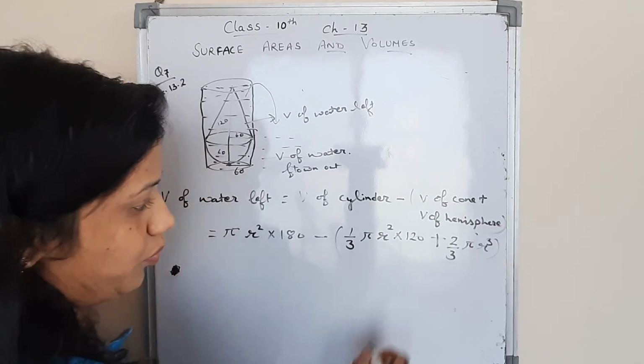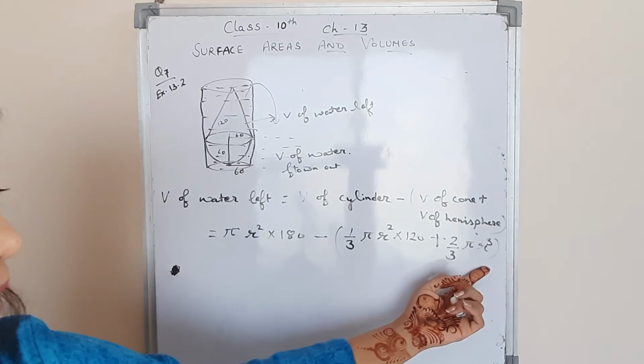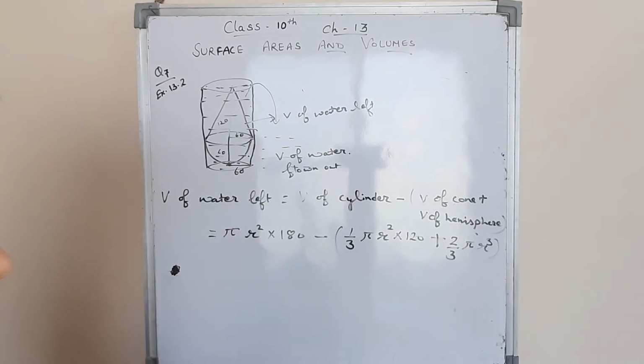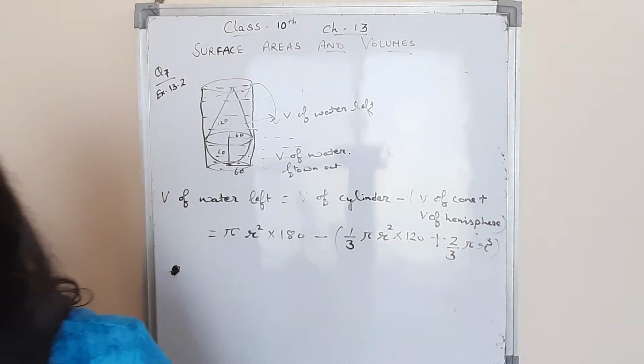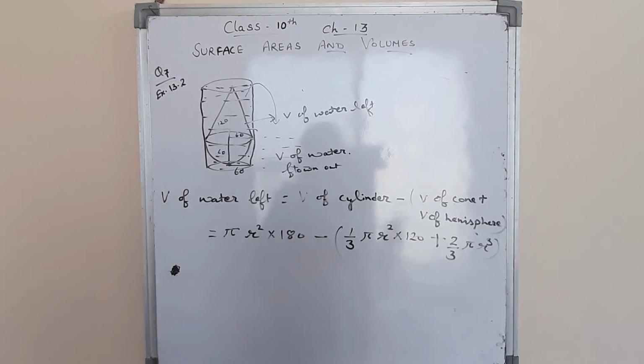Now you can take this pi r square common also, and then you can put the value, or as according to your choice you can put the values. You will definitely get your answer.